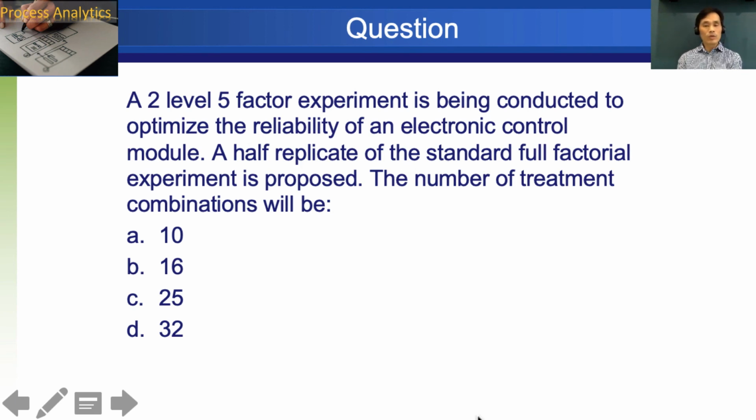So first of all, we have to calculate the full replication or full factorial design. That's the level, 2, to the power of 5, right? We have two levels and 5 factors. So 2 to the power of 5, and we get 32, and it's a half replicate, so you have to divide it by 2, so it's going to be 16.